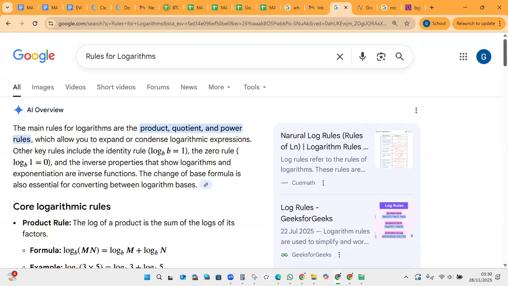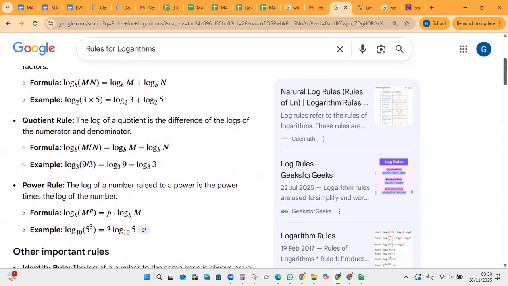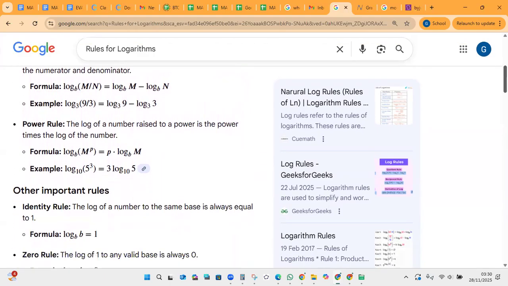So therefore now we apply the power rule, not the product rule, the power rule. It says the logarithm of a number raised to a power is the power times the logarithm of the number. So if you have the logarithm in a particular base of a number raised to a power, that is equal to the power times the logarithm in that same base of that number. So those two are equal.